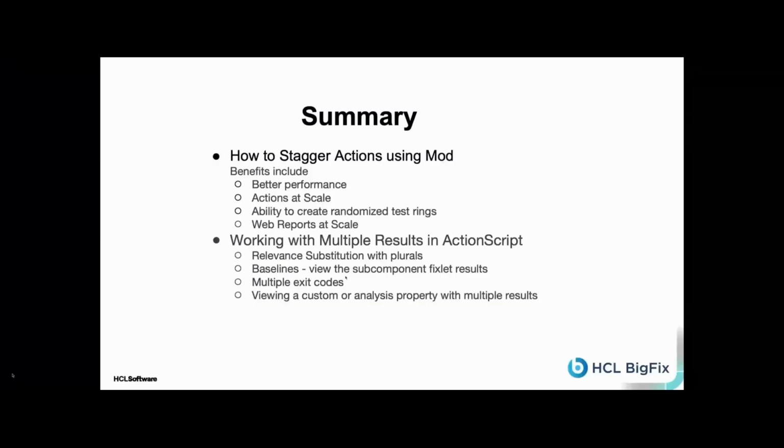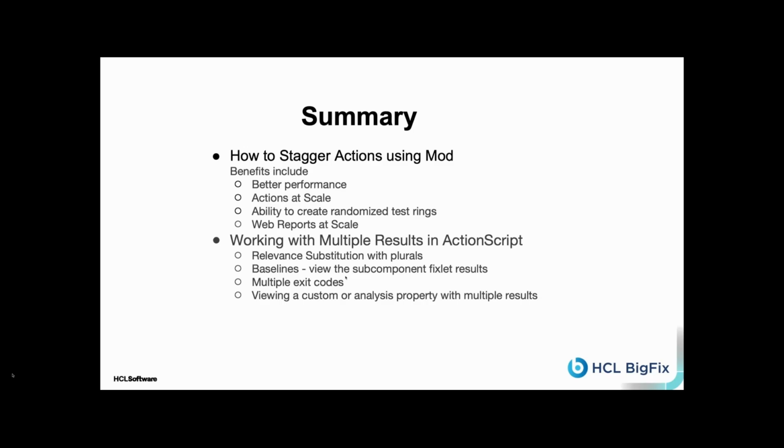All right, so let me quickly reshare my screen. I think we are at the end of our time. So, what did we intend to cover today? We wanted to talk to you about how to stagger actions using mod, and the benefits of that: we can see some better performance, and we can certainly do actions at scale. We have the ability to create randomized test strings, and John talked to us about how you can do web reports at scale when you're testing out some session relevance. So hopefully that was valuable to you, and you learned a new trick. And we also showed you how you can use that in patch policy, which is great.